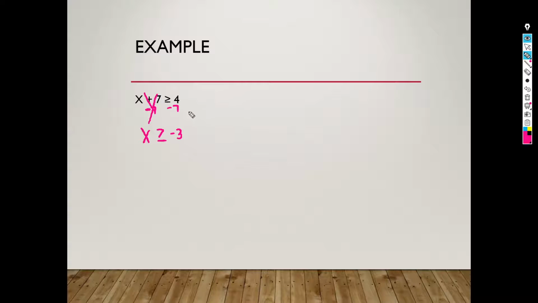Well, we don't have 7 to borrow from, so we'd have to go into the negatives. Or if you remember our strategy, if I've got a negative 7 and a positive 4, then I just take 4 away from 7 and I keep the sign of the bigger number. It's negative. So that's going to give me negative 3. All right, and so that's saying that any value of x that's more than or equal to negative 3 is going to satisfy this inequality and make it true.